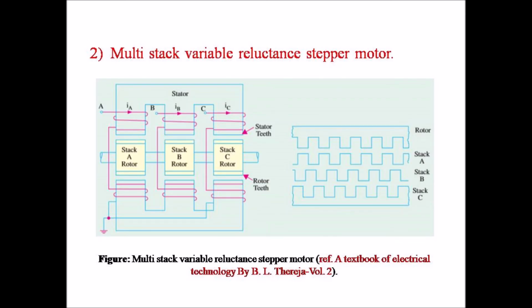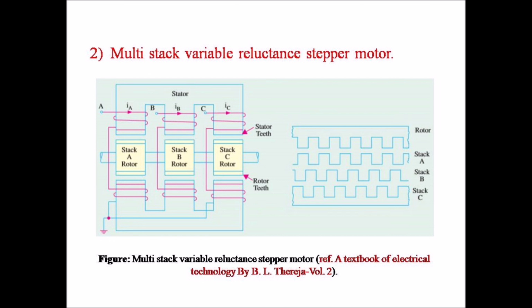The second type of variable reluctance stepper motor is the multi-stack variable reluctance stepper motor. These motors are used to obtain smaller step sizes, typically in the range of 2 to 15 degrees. As the name indicates, a multi-stack variable reluctance stepper motor consists of a certain number of identical single-stack variable reluctance motors with their rotors mounted on a common shaft. The stators have a common frame while rotors have a common shaft.